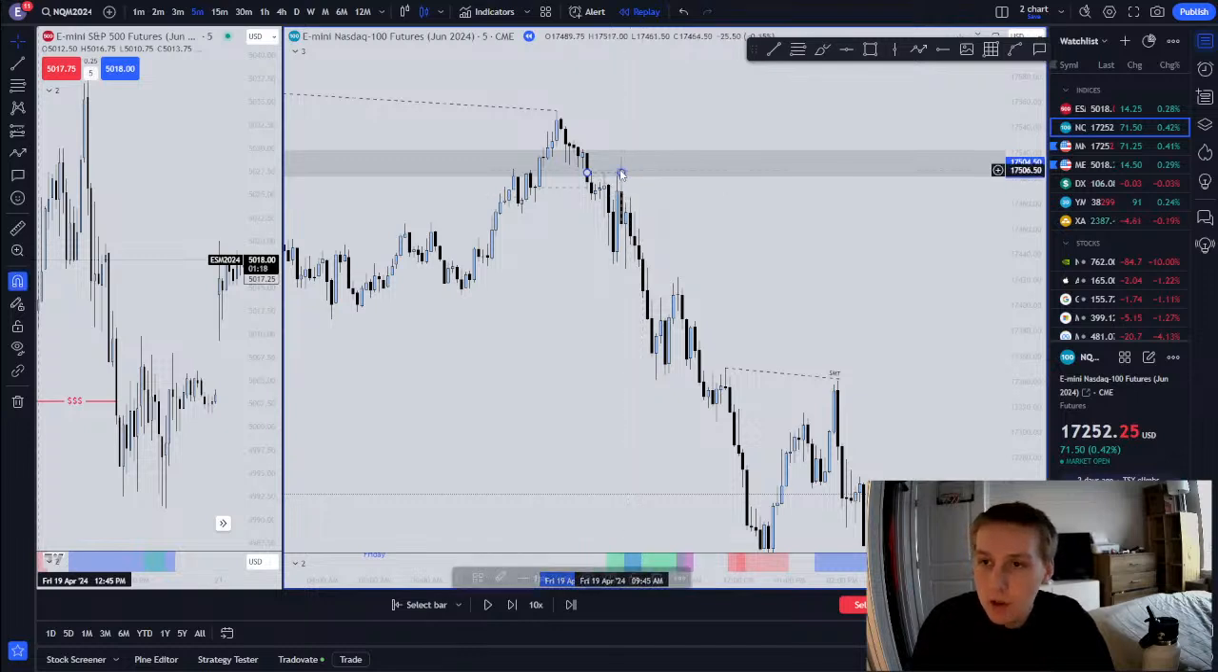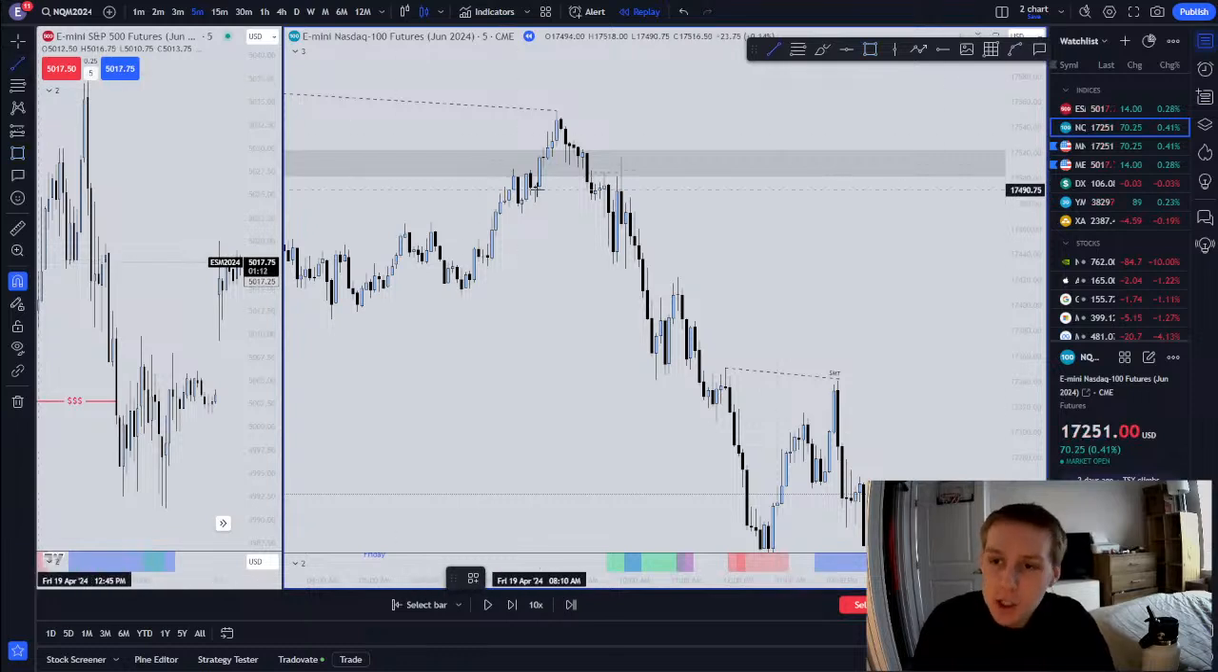We have an internal stop raid here. We also have this breaker now. Because what is a change in state of delivery? A change in state of delivery is confirming and is activating this breaker. Notice we have a low, high, lower low. This now becomes your breaker on the 5 minute.